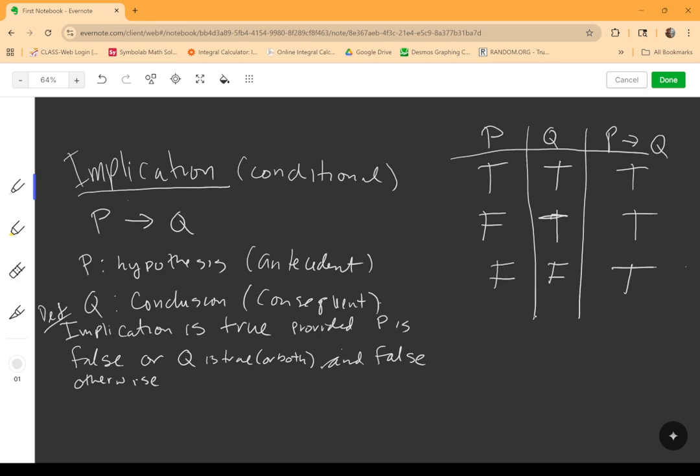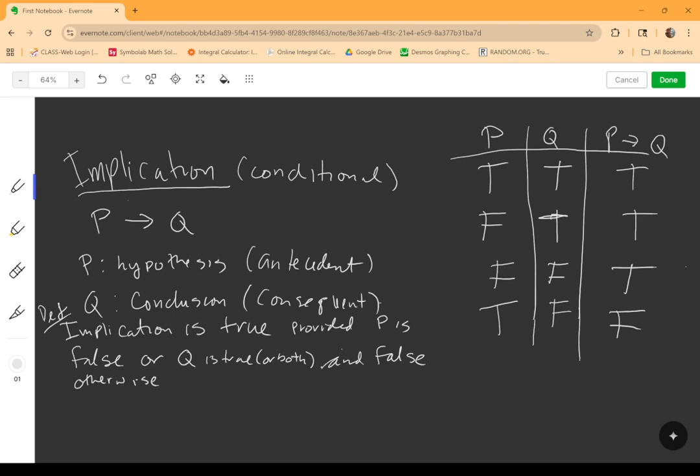Now the only case where it is false, this false otherwise, would be where the promise, the hypothesis, is true. The promise is made, but then the result of that was not achieved. It was false. Then that would make the implication false. So this is our truth table for the implication. We're going to spend some time just convincing ourselves that this is true.